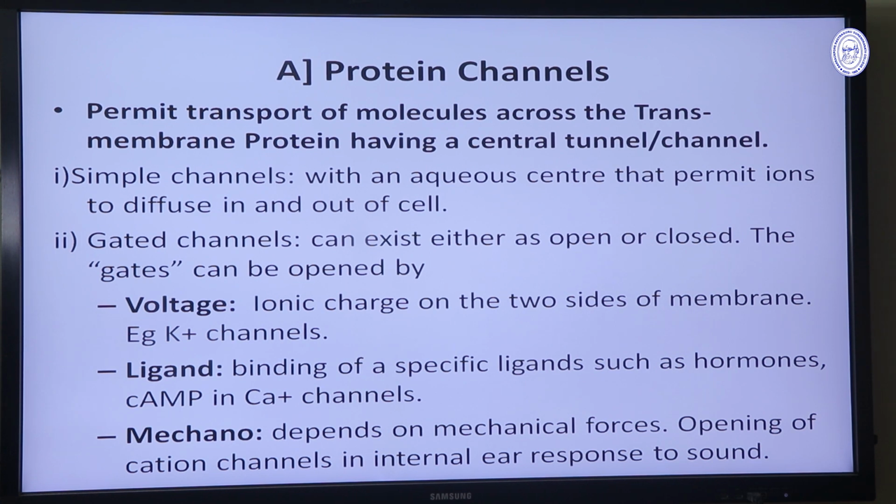Voltage gated channels will open only by some change in ionic charge. An example is potassium channels. The ligand gated channels will open by binding of a specific type of ligand like hormones or antibodies, like in calcium channels it is cAMP, cyclic AMP. Mechanogated channels need some mechanical force to open the gate, like in response to sound, the internal ear cation channels will be opened.